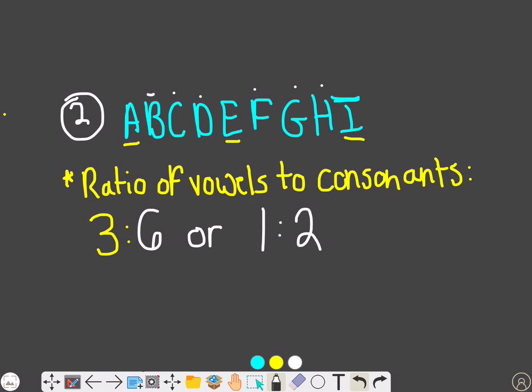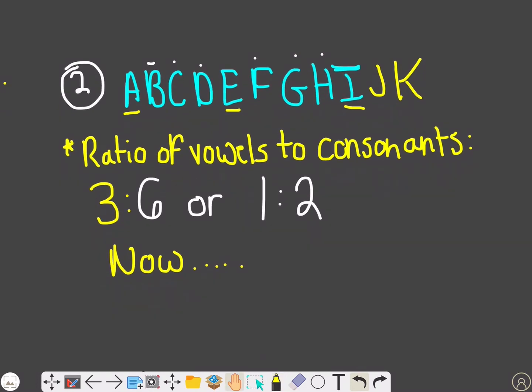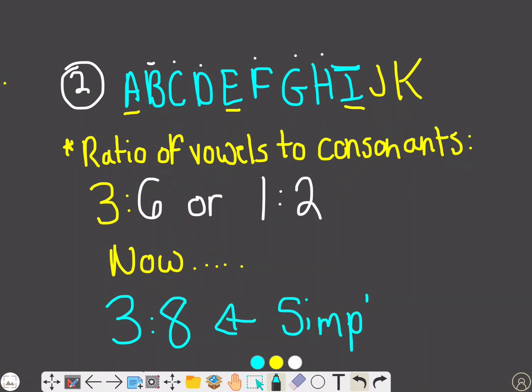Well, what happens if I was to add 2 more consonants? A, B, C, D, E, F, G, H, I, J, K. That would change my ratio to something I could not simplify. And that means I have 3 vowels for every 8 consonants. And like I said, unfortunately, there's nothing that can go into both. So that is as simple as you can get.